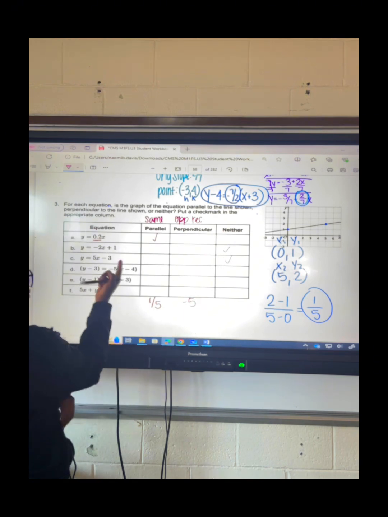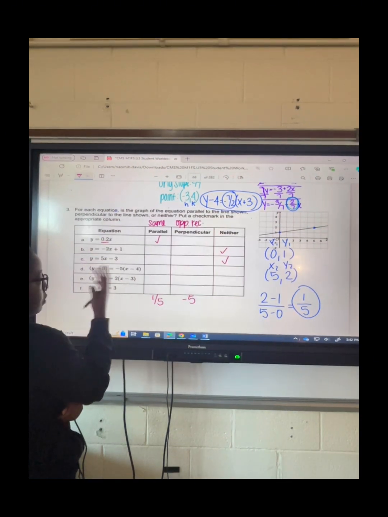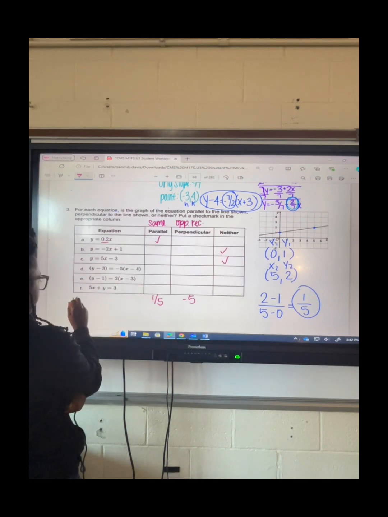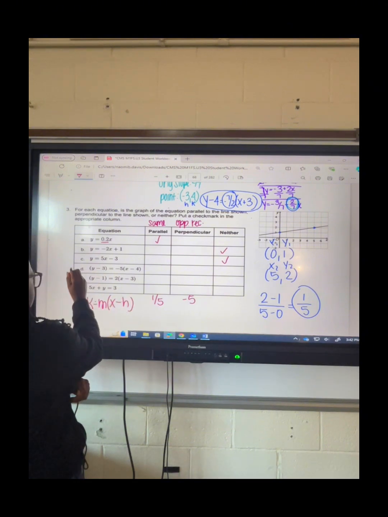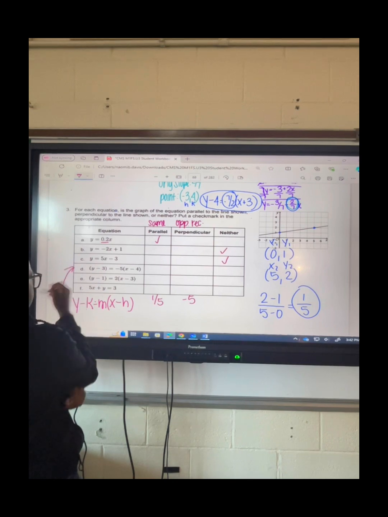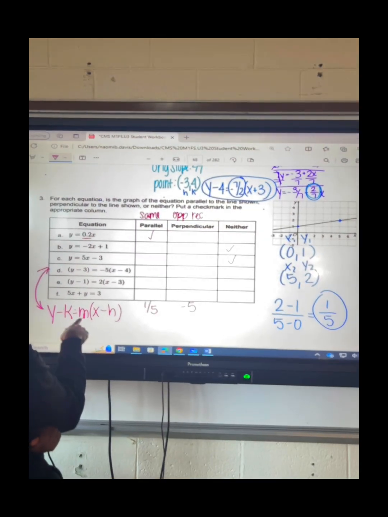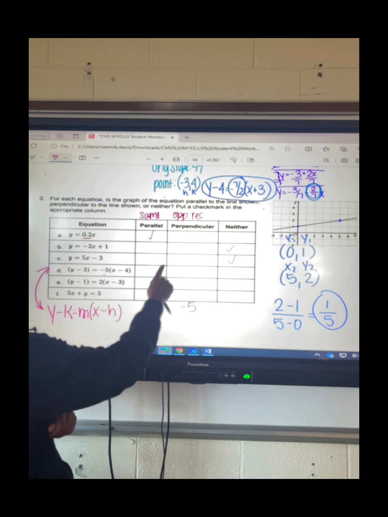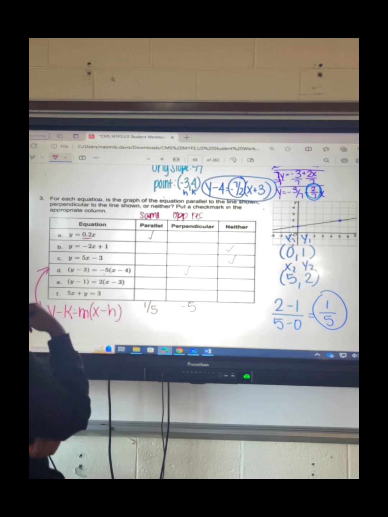Now, everybody would think that, oh, I have to solve it. No, you don't. Look at this. This is the same thing as y minus k equals m times x minus h. So what's my slope right here? m. What's my slope right here? Negative 5. So which one? Perpendicular. Okay, put the two together.